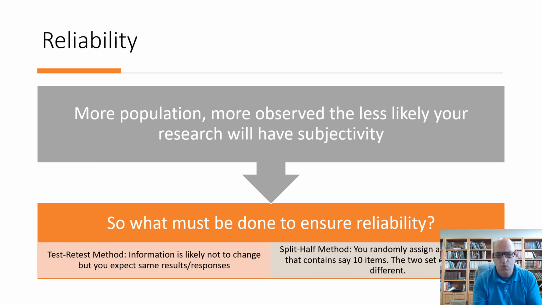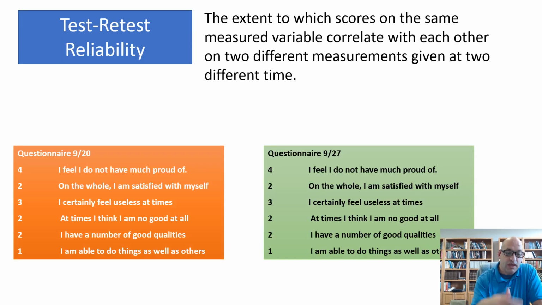And so there are different ways to get after the data that most interests you, that stands as the peak of your research. Now, again, with the test and retest option, you can see the comparison between the two questionnaires, and they're arriving at the same level. So, I feel I do not have much to be proud of, and again, on the whole, I'm satisfied with myself, and we're arriving at the same number, but the questionnaire number is going to change.